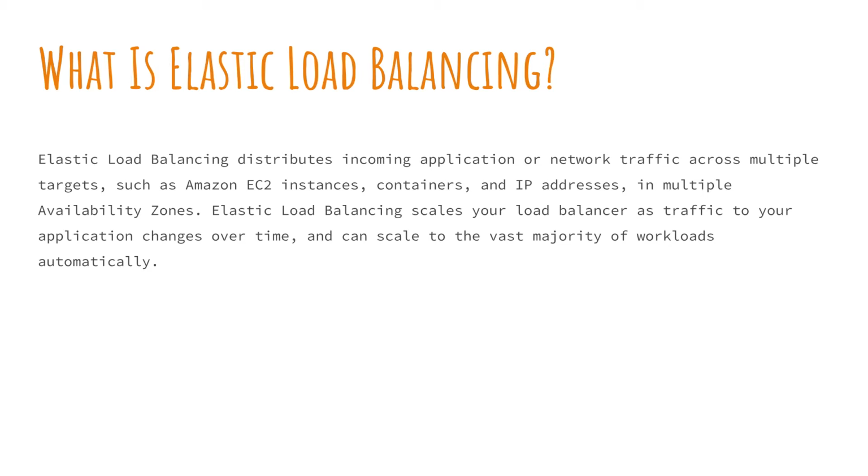Elastic load balancing distributes incoming application or network traffic across multiple targets, such as EC2 instances, containers, and even IP addresses in multiple availability zones. And we know what availability zones are. Basically, they're different subnets. They're not in the same locations and they're a little bit far from each other. Elastic load balancing scales your load balancers as traffic to your application changes over time and can scale to the vast majority of workloads automatically, which is really a good thing.